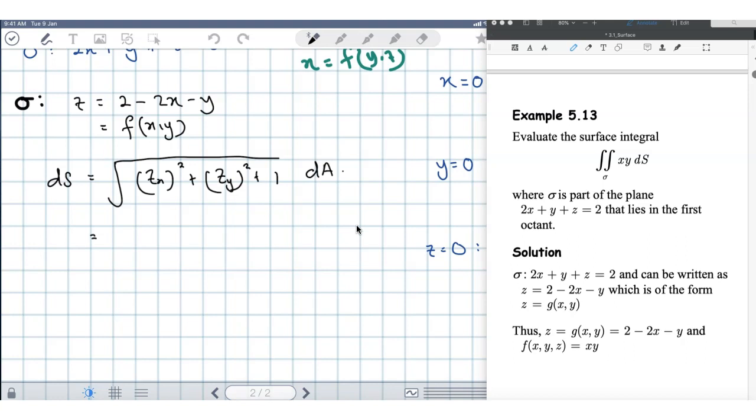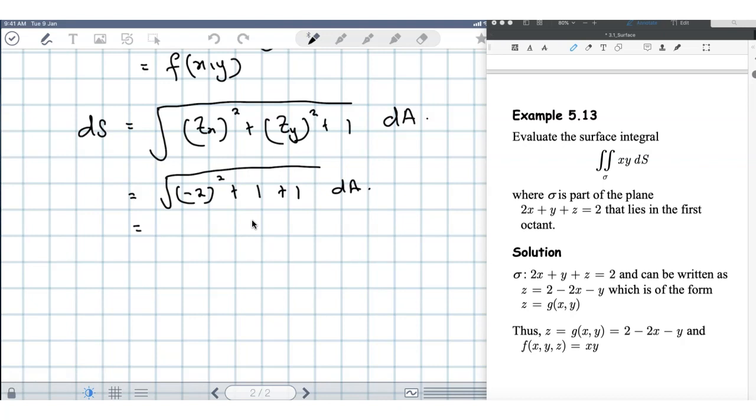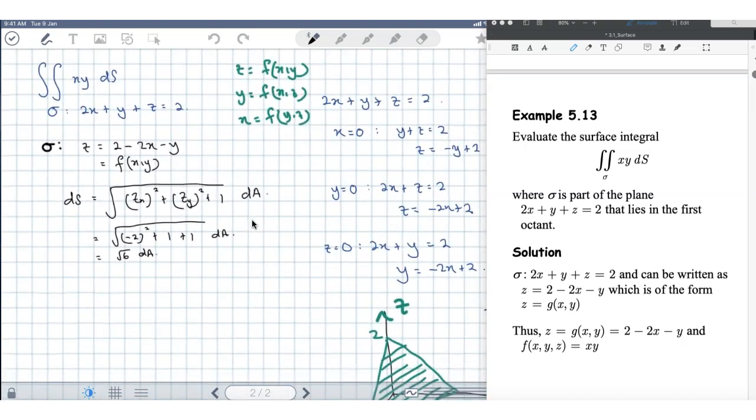So we differentiate z with respect to x. Your function now is 2 minus 2x minus y, so we have minus 2 squared, plus z with respect to y, which is minus 1 squared, which is 1, plus 1, dA. Sometimes your result here can be just a constant, but sometimes it can be an expression in terms of x and y, so not always a constant. So then you have square root 6. Now we replace your dS back into the integration, so dS now becomes square root 6 dA.